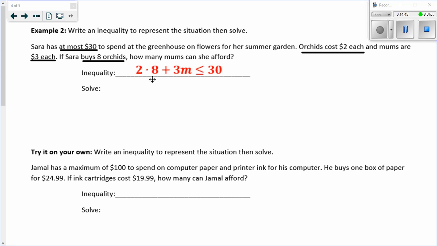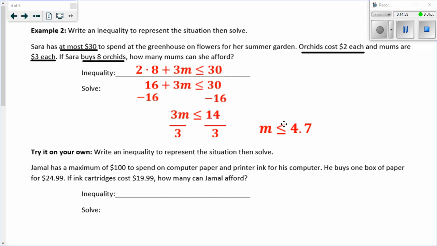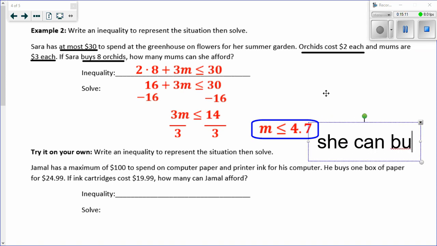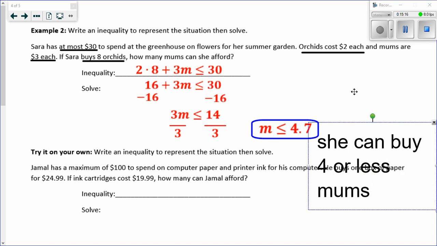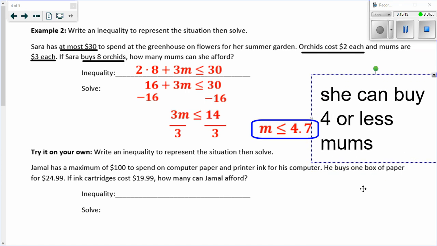Now we're going to go ahead and simplify this. 2 times 8 gives me 16, and solve the equation. Subtract 16. So I get 3m is less than or equal to 14. Divide by 3. M is less than or equal to 4.7 mums, but we're not going to buy 0.7 mums, so she can buy 4 or less mums. Mums are flowers, in case you're wondering. That's how many she can buy. Or she can afford, I guess. She can buy 4 or less.